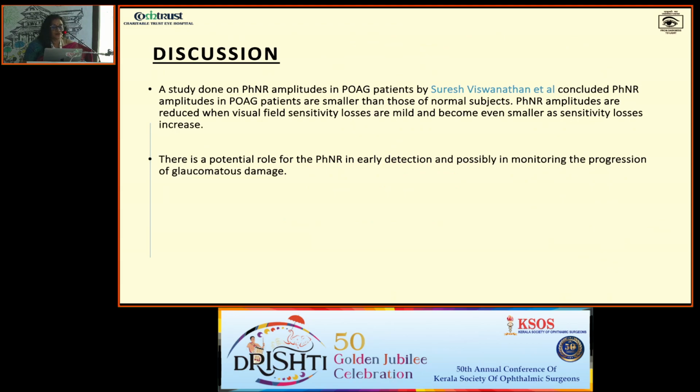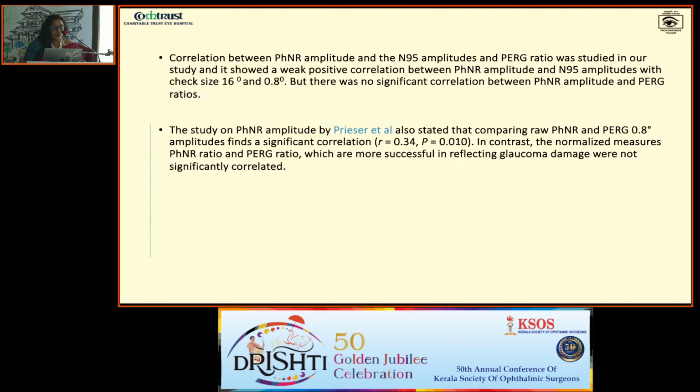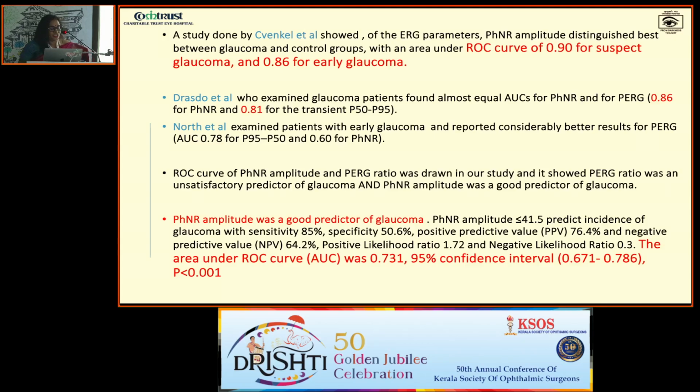A similar study was done by Suresh Vishwanathan et al., who studied only PHNR, and he also found that it was decreased in glaucoma patients, and the decrease was more when the disease was more severe. He concluded that there is a potential role for PHNR in early detection and possibly in monitoring the progression of glaucoma damage. There was a study which suggested that the PRG ratio also is significantly reduced, but we didn't find a correlation there. There are various studies where the ROC curve was 0.9 and 0.86, but ours could match only the North et al. study where the AUC curve was 0.78.